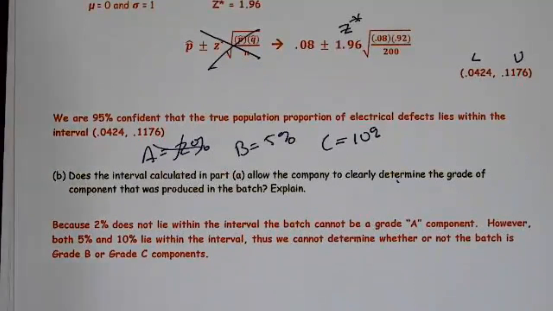So we need to say that, hey, we know it's not A, but it could be either B or C, and we cannot make that determination. Okay? And that will take care of our first of the proportion problems.